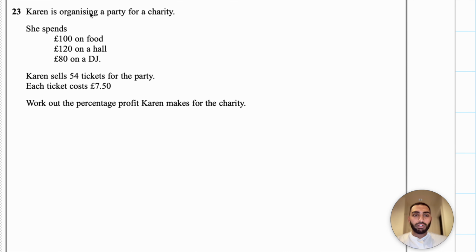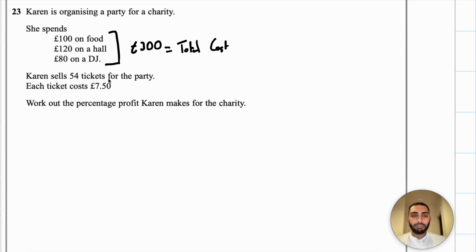Question 23. Karen is organising a party for a charity. She spends £100 on food, £120 on a hall, and £80 on a DJ. Let's just think how much has she spent altogether. If we add up all of these, 120 plus 80 is 200, plus 100 is 300. So 300 is equal to my total cost.